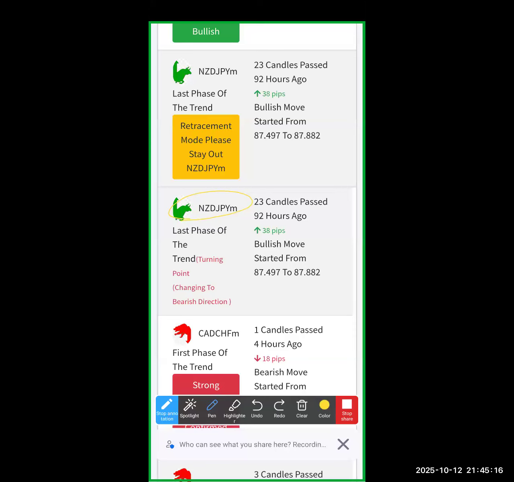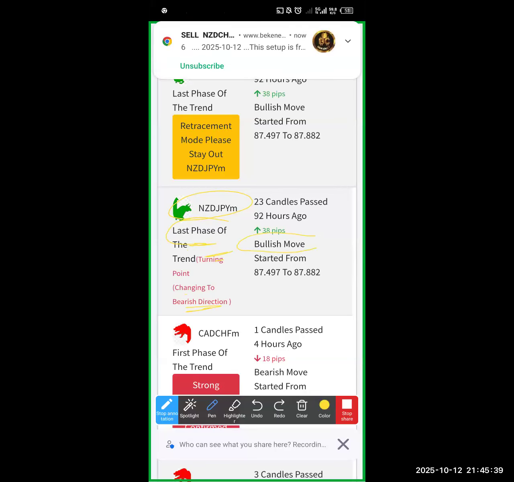What's it called? New Zealand JPY. Do you understand? It is actually on a bullish direction on the last phase, but there was a sharp movement in the markets. That's why you see a turning point. Look at it, it's a red turning point, changing to bearish direction, but it has not confirmed yet. That's why if you're trading on this last phase, always be very careful because there is always a turning point, a sharp move to the first phase of a bearish direction.